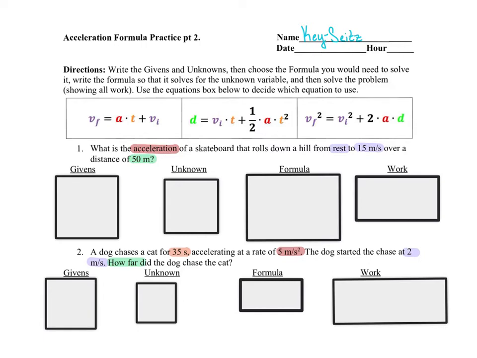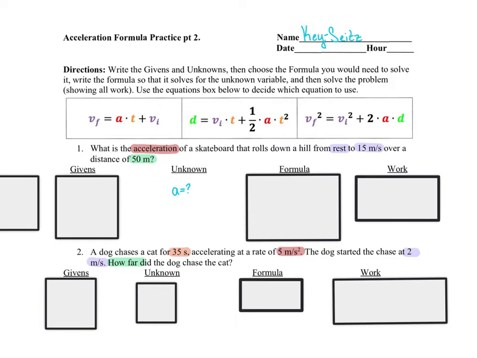Okay, number 1 says, what is the acceleration of a skateboard that rolls down a hill from rest to 15 meters per second over a distance of 50 meters? So I've already highlighted our key words that will give us our givens and unknowns. So let's start from the beginning. It says, what is the acceleration? Well, it's asking us what acceleration is, so that has to be our unknown. So our unknown in this case is acceleration.